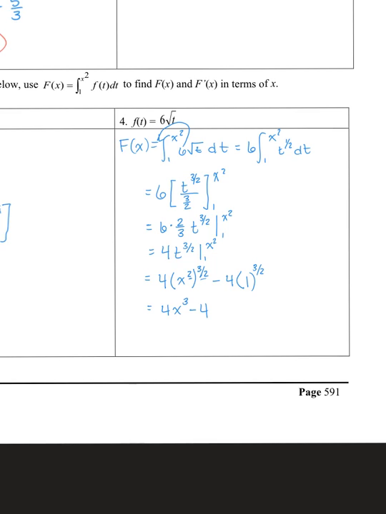Okay, so this is capital F of x. Now to get f prime, we take the derivative, and you get 12x squared. Okay, so yes, it's kind of a weird process, but we are going to use this in order to prove the second fundamental theorem of calculus.